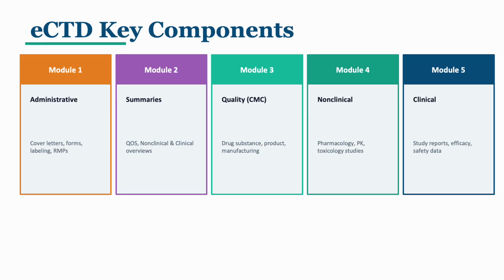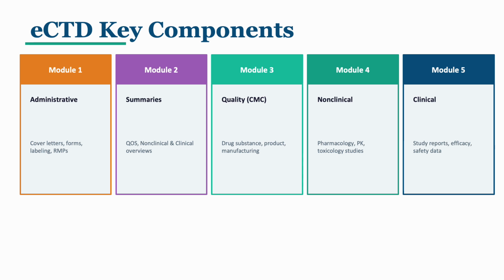Let's examine each module in more detail. Module 1 is region-specific and contains administrative forms, cover letters, proposed labeling, and risk management plans. Because different regulatory authorities have different requirements, this module is not harmonized.